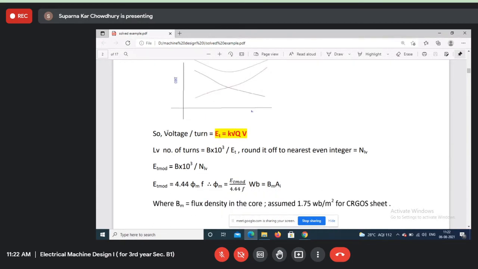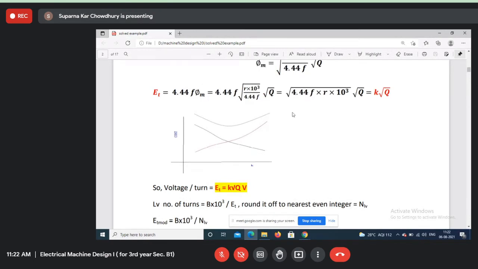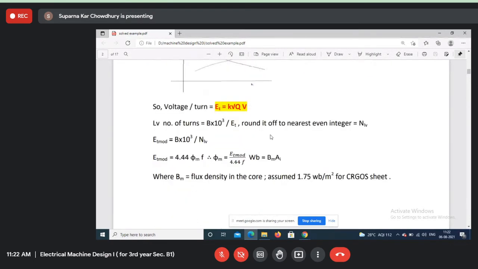Now this portion is just the theory portion. Now actually we start with this equation, that is ET is equal to K into root Q. So from here, we start our design from the LV side, because LV will be on the inner side.